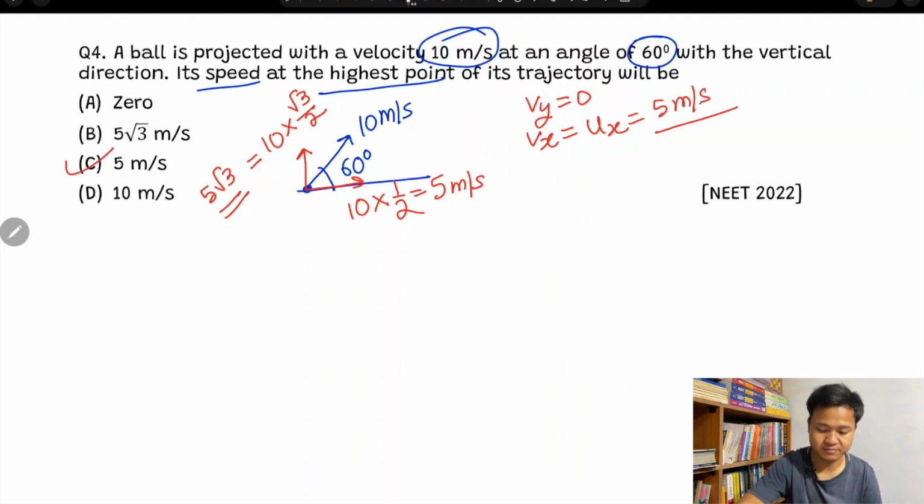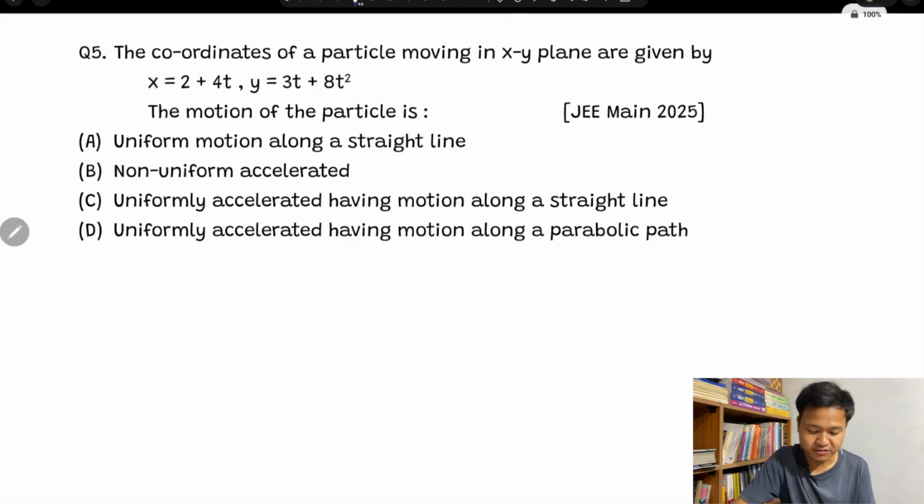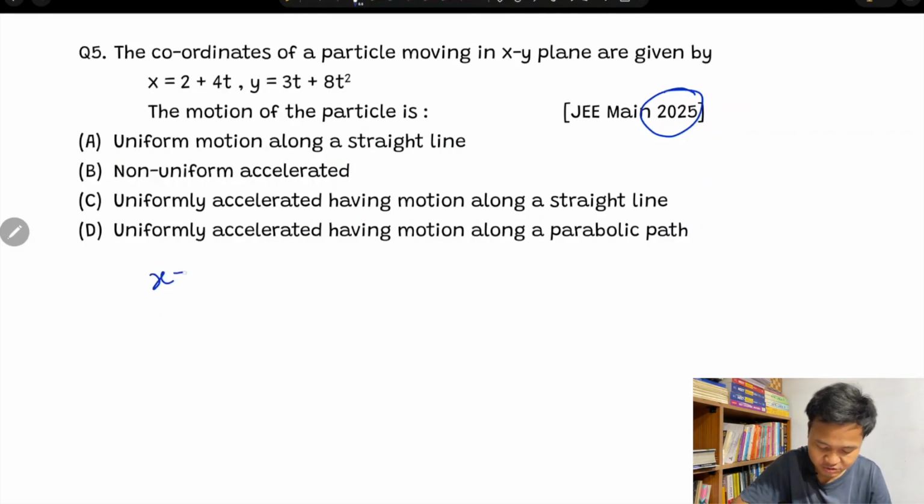So that is your answer. So moving on, I have one question here, GMAIN 2025. Okay, very recent question. So x is equals to 2 plus 4t.